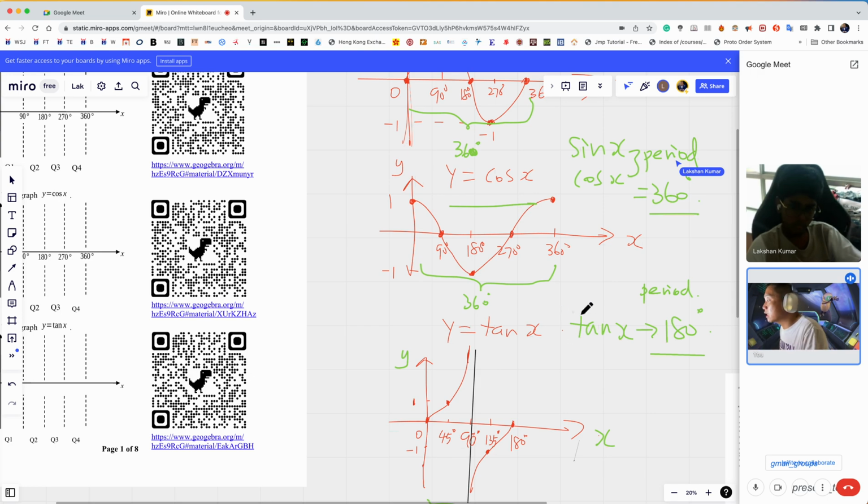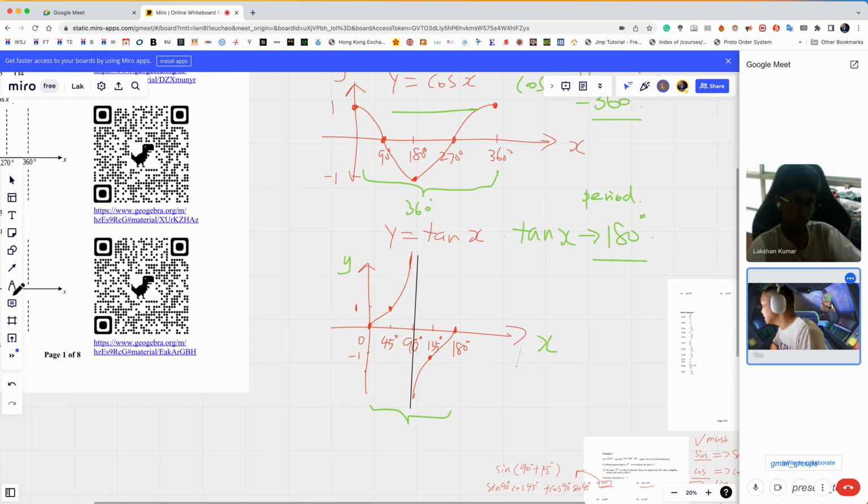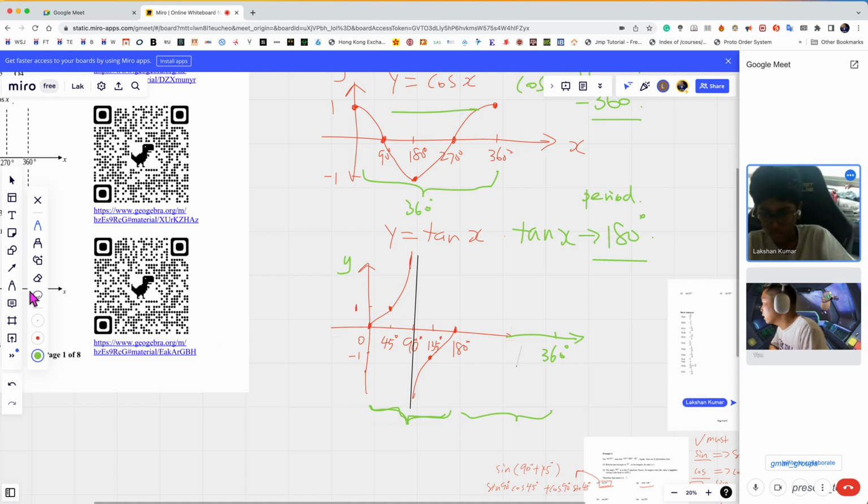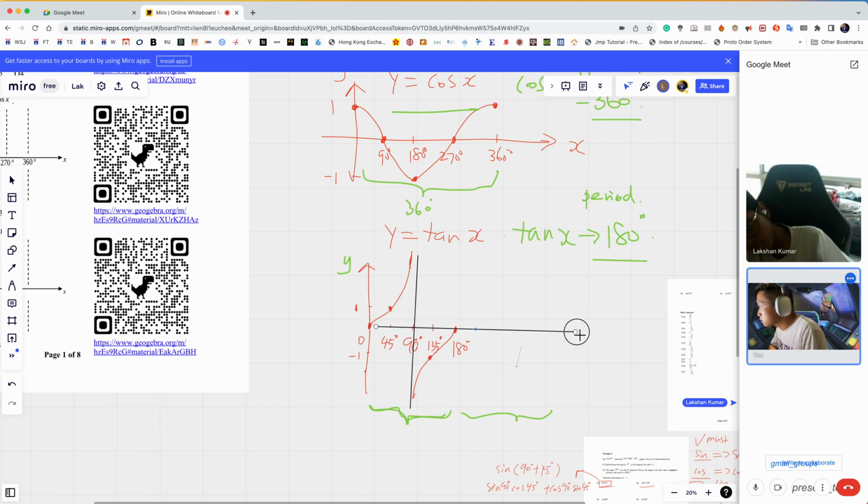So let's talk about the tangent first. If I'm going to extend this until 360, so this is 180, and this is 360. By the way, you need to use a ruler, otherwise this part should be the same length as this part. I don't want it to be so off. I need to draw a good curve. I'm not using a ruler here, so bear with my inaccuracy. Anyway, this is 360.